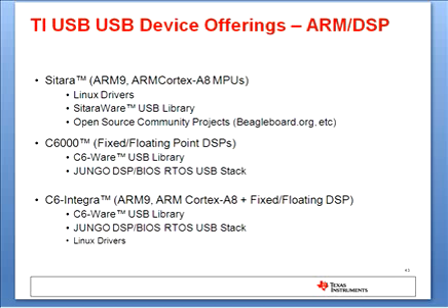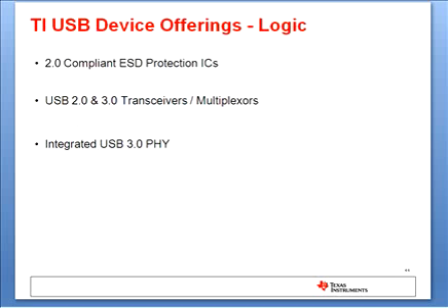TI also offers USB solutions in the C6-Integra ARM plus DSP product line. C6-Integra devices, such as the OMAP-L1x devices, can take advantage of the C6Ware USB library in addition to the JUNGO DSP/BIOS USB stack. In addition, C6-Integra users can also utilize the Linux drivers on the ARM side of the platform. TI also offers USB devices in the form of logic. For example, we have 2.0 compliant ESD protection ICs, along with 2.0 and 3.0 transceivers and multiplexers. Future devices will integrate a USB 3.0 PHY.